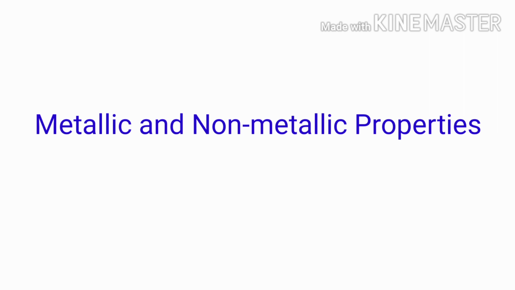You know that oxides of metals are basic and that of non-metals are acidic in nature. Thus, by knowing the metallic or non-metallic nature of elements, we can predict the acidity or basicity of their oxides.